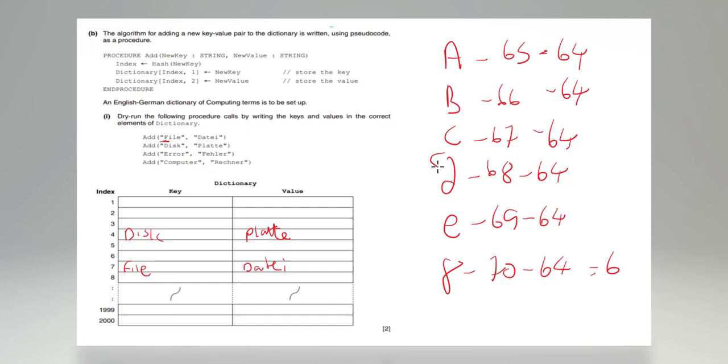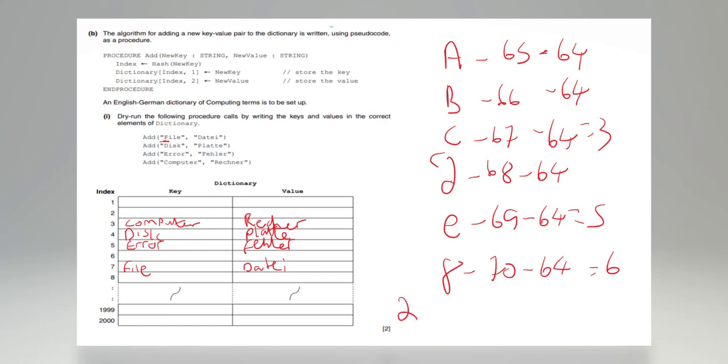Very nice so far. Okay, we've then got E, which is 5, so we're going to put error in here, and the German's fella. And finally we've got computer, which is going to go as 3, so computer, which gives us Rechner. Very nice. So this question is actually done already, nice and easy, 2 out of 2.